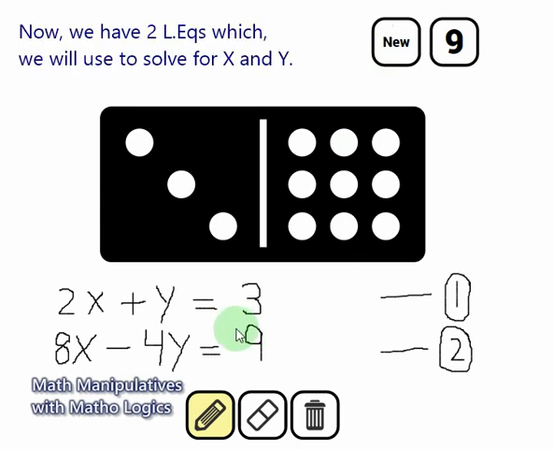Now we have two equations. First equation is 2x plus y is equals to 3 and the second one is 8x minus 4y is equals to 9. So these two equations are linear equations which we can use to solve for the values of x and y. We can solve it simultaneously. We can solve it with some other method as well, right?